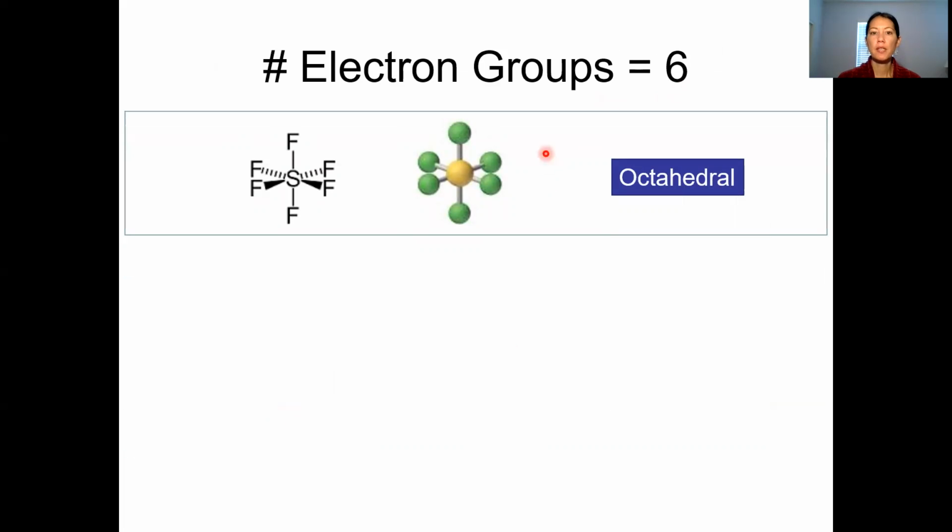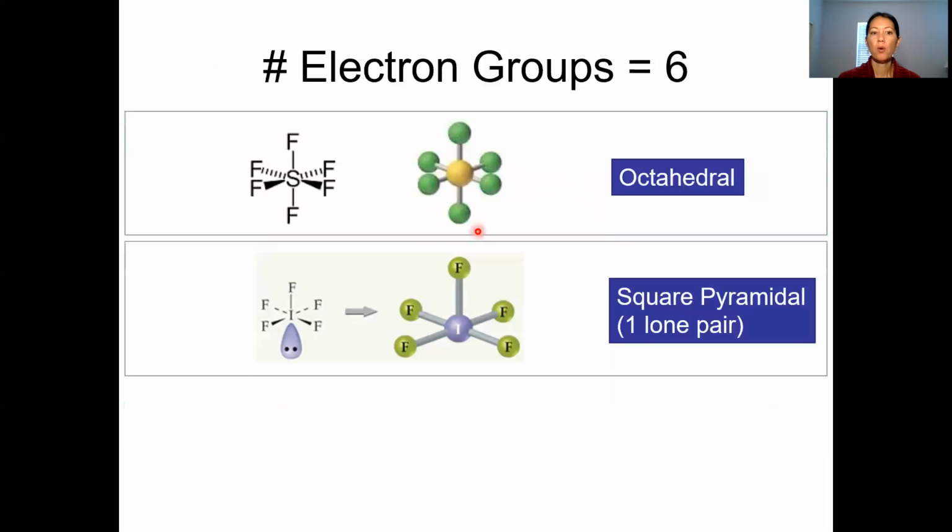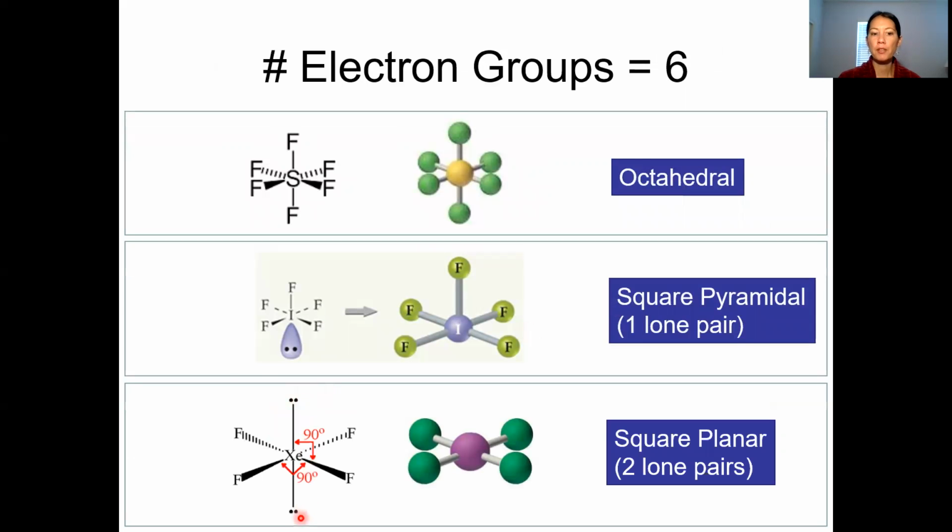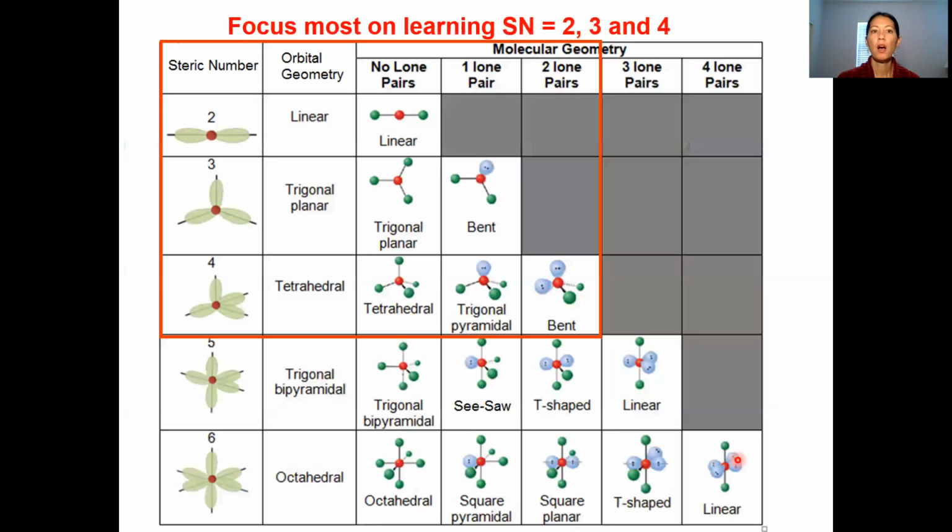Electronic group 6, octahedral. 1 lone pair, you get basically a square here, but a group up top, so you could actually connect the bonds and see that it looks like a pyramid. So we call it square pyramidal. 2 lone pairs, we'll put them on the top and bottom, and you get a flat square. So we call that square planar. Okay, the most important thing again is learning the steric number means the number of electronic groups. Numbers 2 through 4 are the most important: linear, trigonal planar, tetrahedral, and then what the shapes are if you have lone pairs.